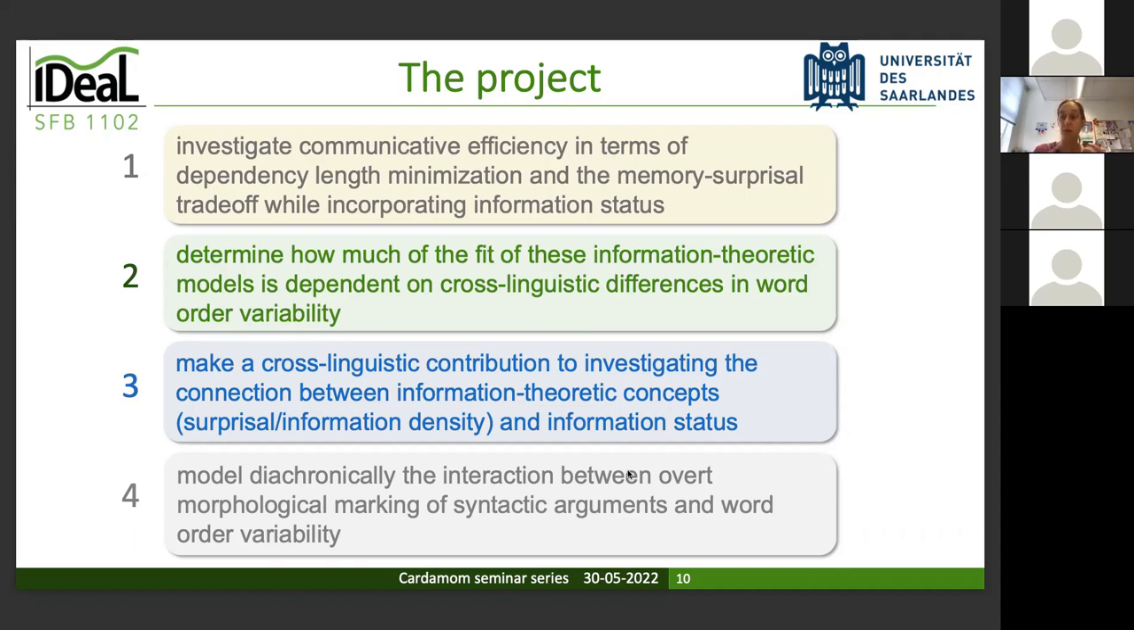And since we know that word order variability is associated with encoding information structure, we want to investigate what role information status plays in dependency length minimization and make an explicit contribution to investigating the connection between information-theoretic concepts like surprisal or information density and information status, which is a core principle in traditional linguistics. And lastly, we want to model diachronically the interaction between overt morphological marking of syntactic arguments and word order variability. Again, word order variability is really quite central.